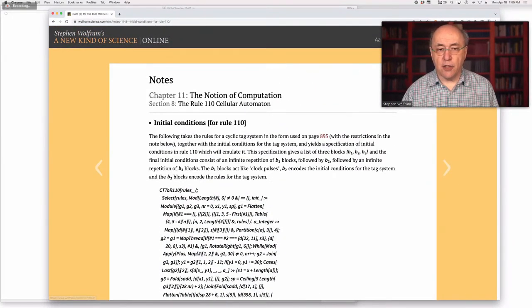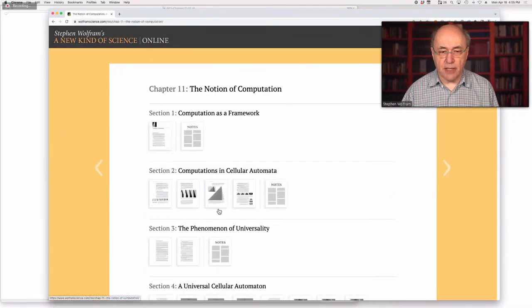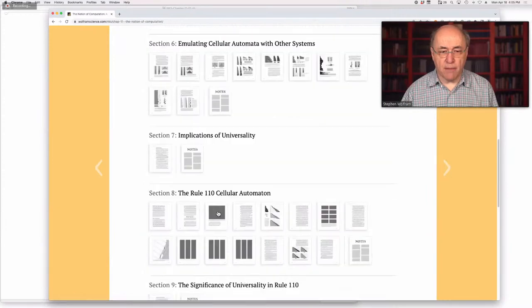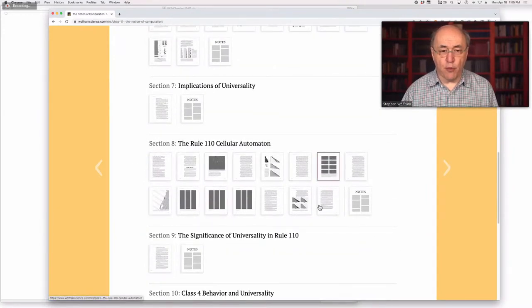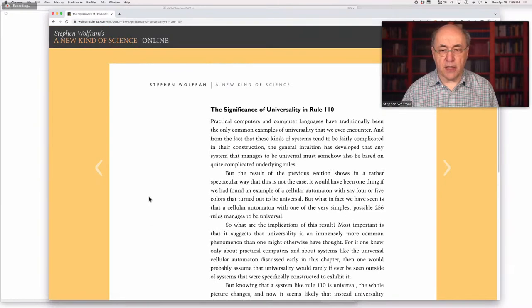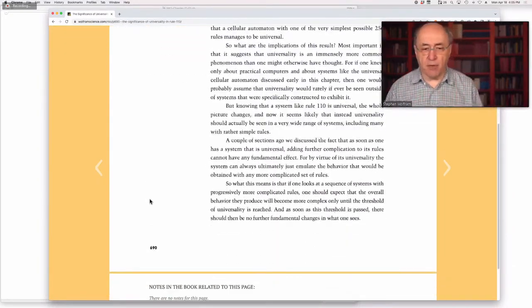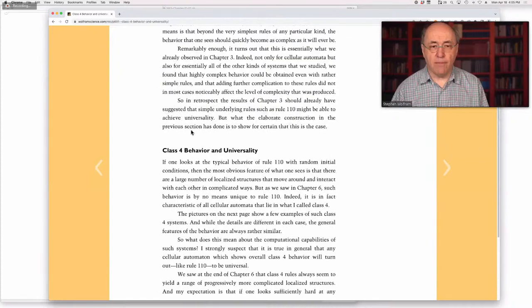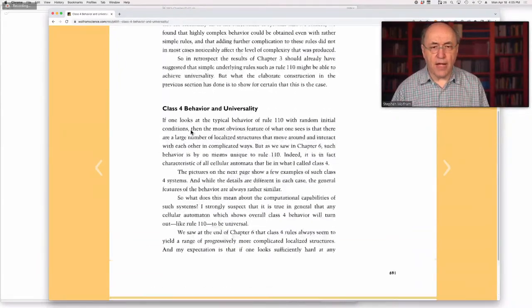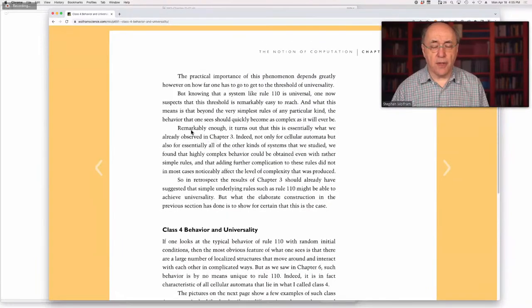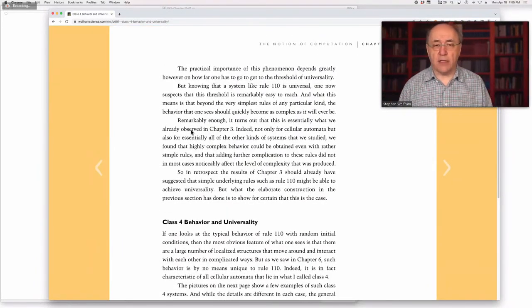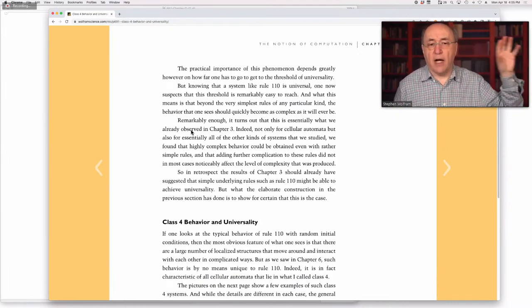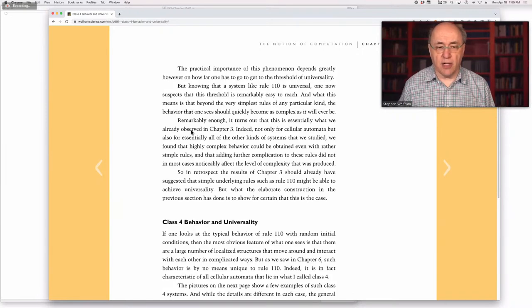Okay, going back to the chapter here, after talking about the proof for rule 110, there's a section on the significance of universality in rule 110, and basically making the point that I was just making. Universality in rule 110 kind of gives you a hint of what I had asserted as a general principle, the principle of computational equivalence: that as soon as you have behavior that's not obviously simple, it will turn out to be universal.